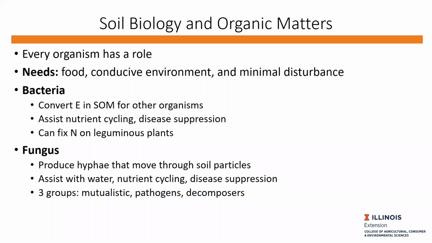We have three groups of them: mutualistic, pathogenic, or pathogens, as well as decomposers. Mutualistic you will sometimes see as mycorrhizal. Most root systems on the plant will have some sort of mycorrhizal development, which allows for that plant to have a greater surface area and allows for the roots to go to and spread out too.